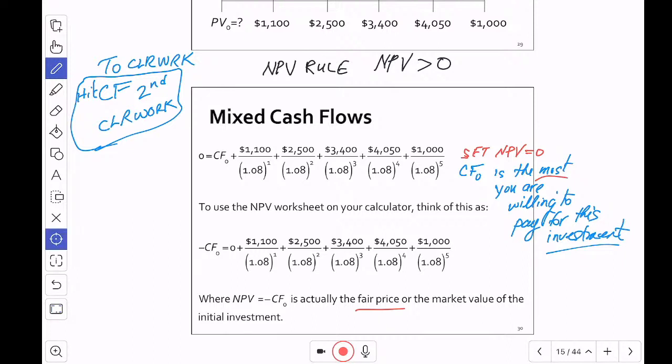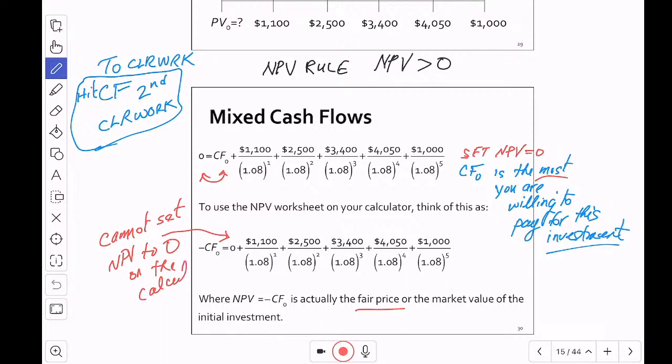All right, so this is what we're doing. But we rearrange these two to enter this into our calculator because we can't set the NPV to 0. We can't do that on our calculator. But we can set the first cash flow to 0. Actually, we can set the NPV to 0 if we're solving for the interest rate. We're going to talk about that later. But to do this, we can't do it.